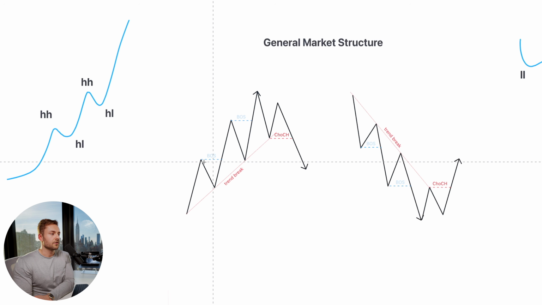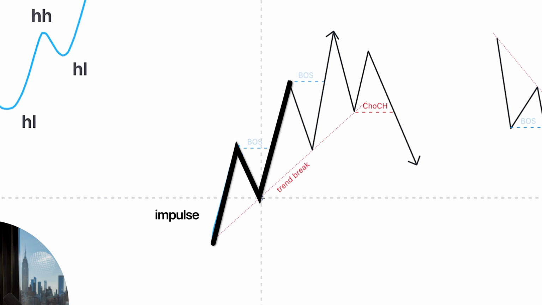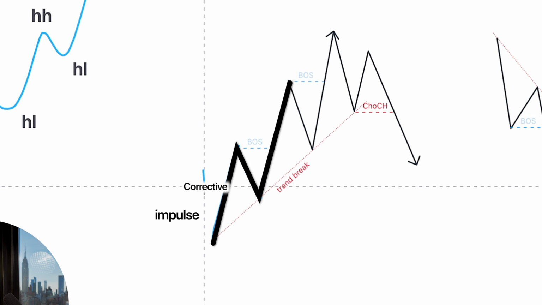The next thing to pay attention to is something called a break of structure. What this means is that we've had our first push up in our trend. We've had what's called a corrective wave. This is called an impulse wave. This is called a corrective wave. This isn't smart money concepts yet. This is sort of dealing with market structure and understanding the way price develops on trends.